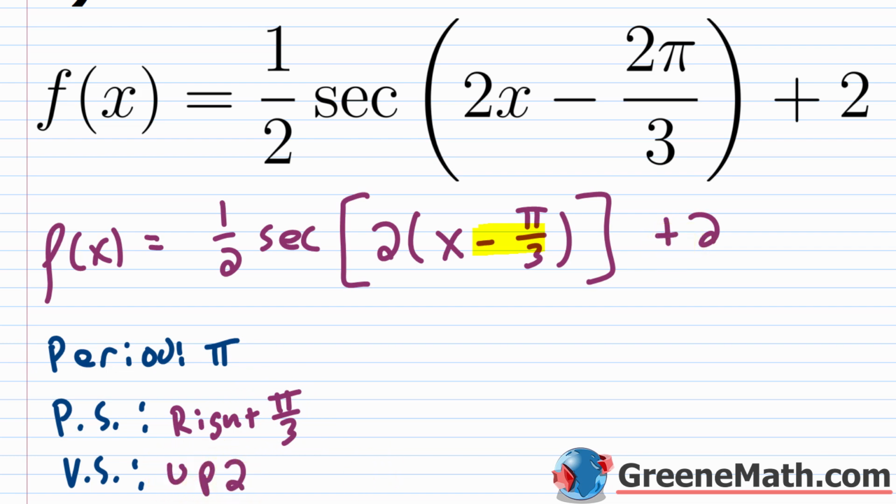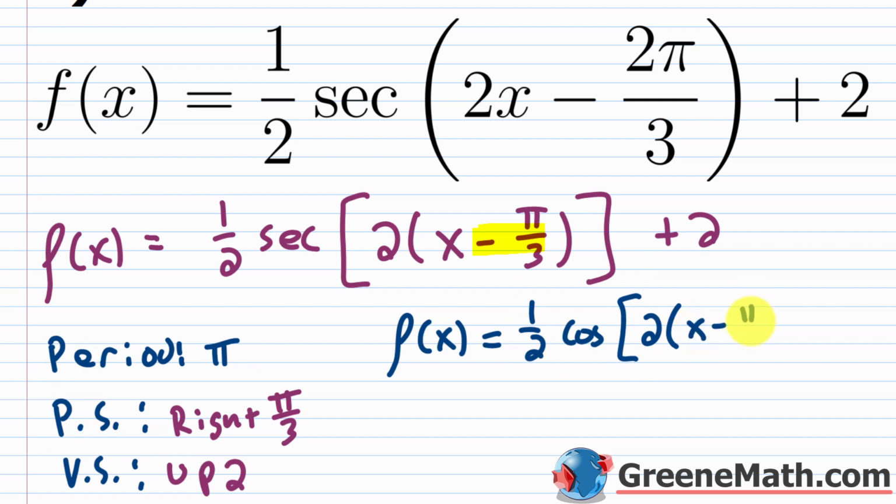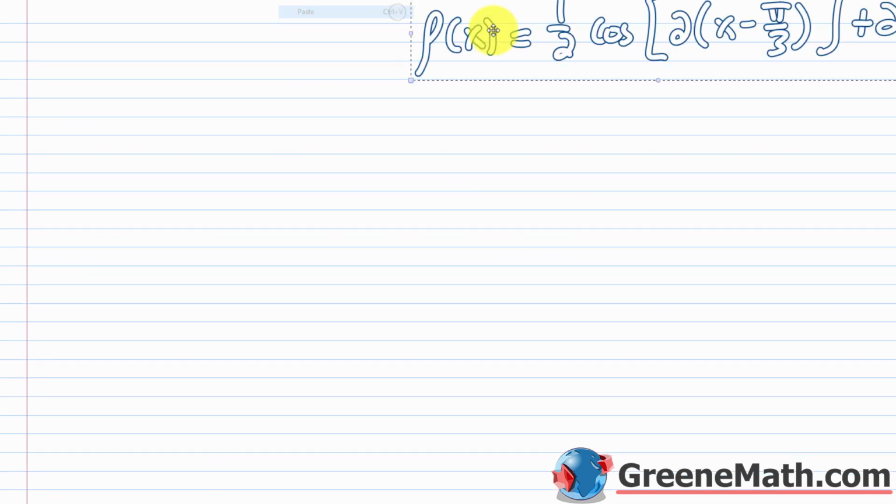So at this point, what I'm going to do is just replace secant with cosine and just graph that guy. So f of x equals 1/2, and then cosine of, you have 2 times the quantity x minus pi over 3. And then you have this plus 2 here. And let me paste this in here.